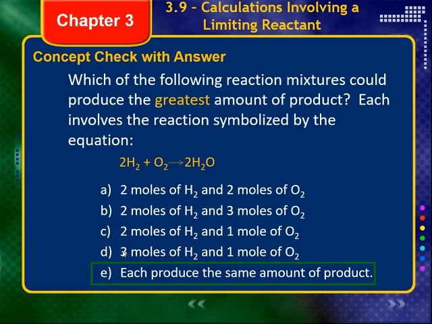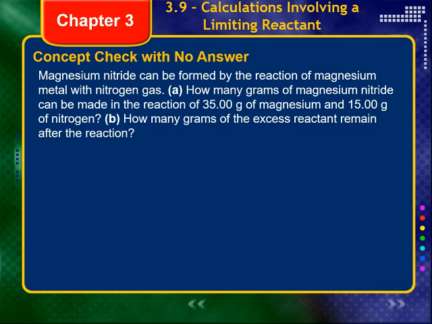And with D, you're having 3 moles of hydrogen. So you might think maybe I'm going to make 3 moles of water, but we only have 1 mole of oxygen. With 1 mole of oxygen, we can only make 2 moles of water. So for each of these responses, A through D, we're actually always producing 2 moles of water.